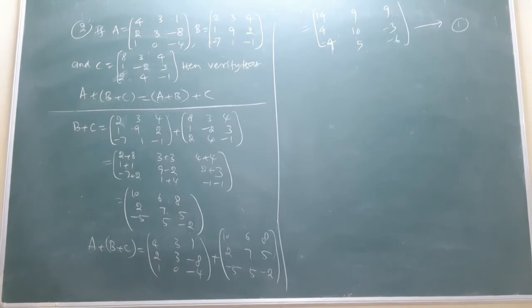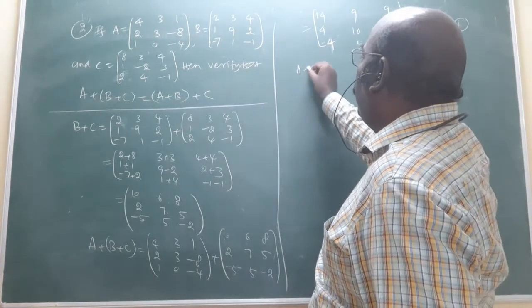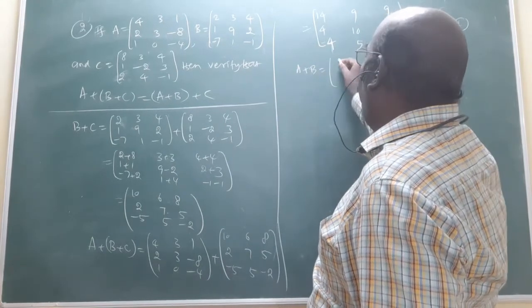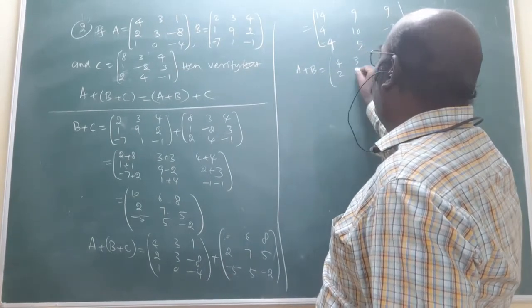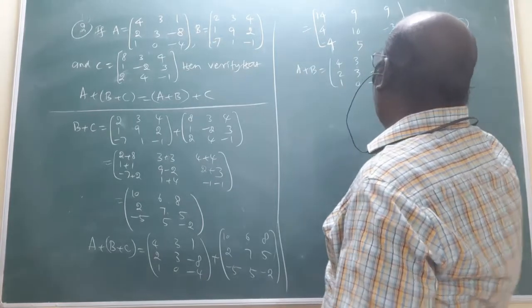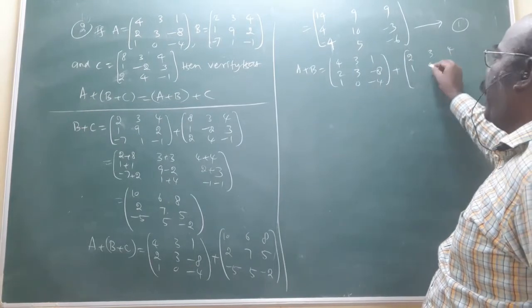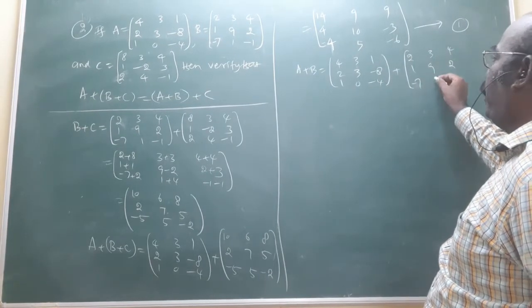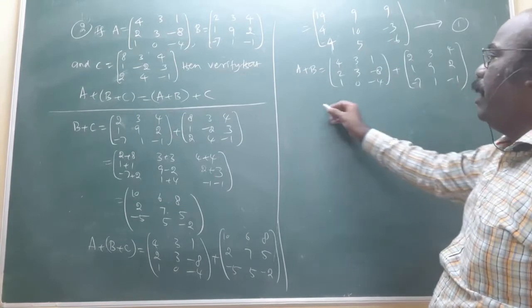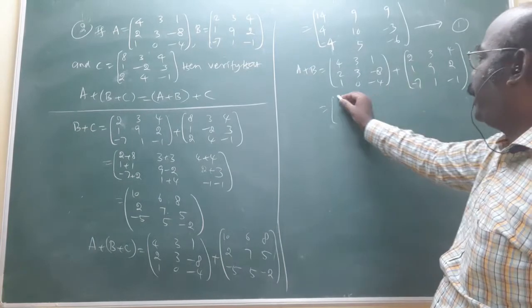Now, next answer is what? The same thing. First find A plus B. Now, A plus B is equal to A, which is 4, 3, 1, 2, 3, minus 8, 1, 0, minus 4, plus B, which is 2, 3, 4, 1, 9, 2, minus 7, 1, minus 1. In this way, right? Now, again, the corresponding answer is 4 plus 2, 6.